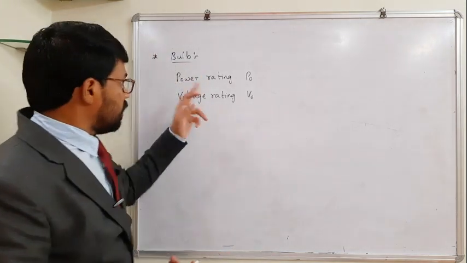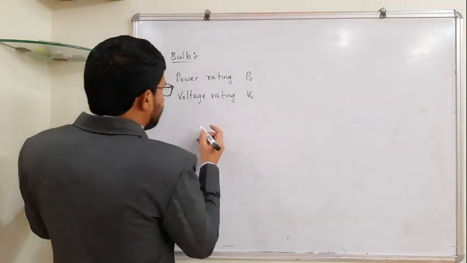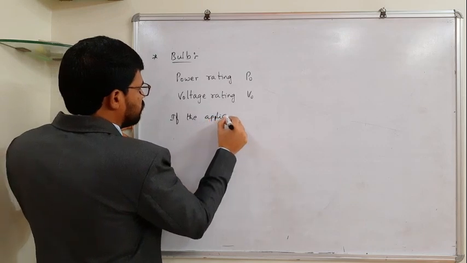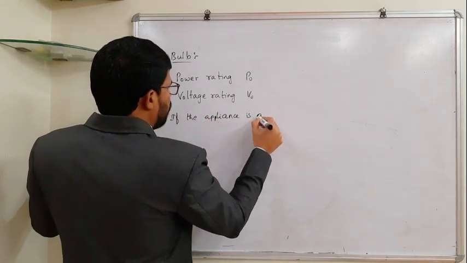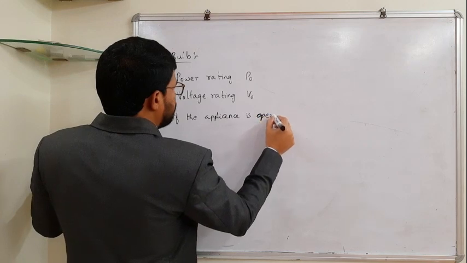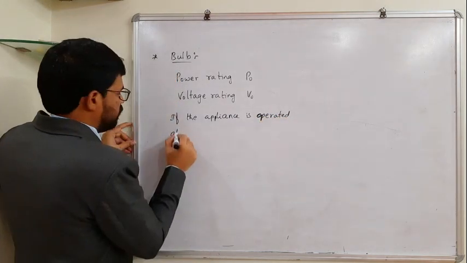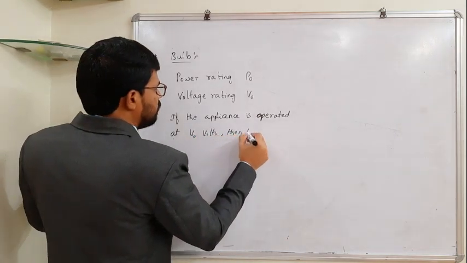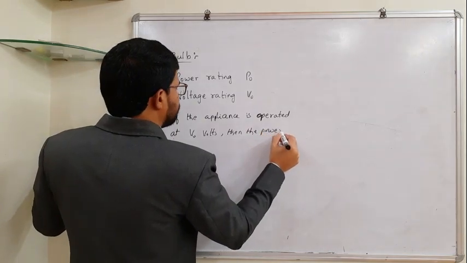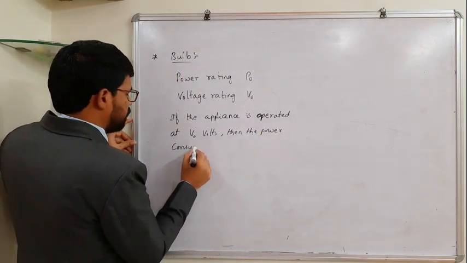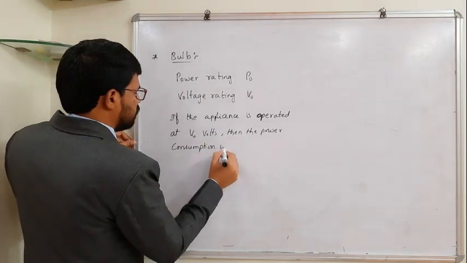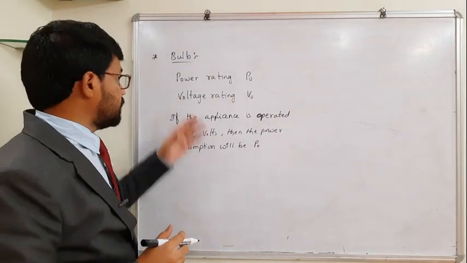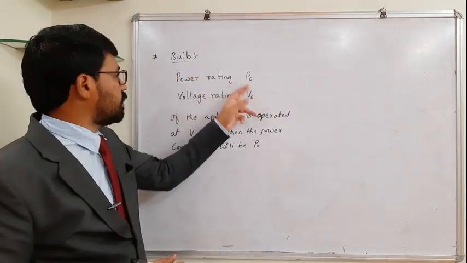So what does it mean? Power rating P0, voltage rating V0, in the sense if the electrical appliance is operated at V0 volts, then the power consumption will be P0.